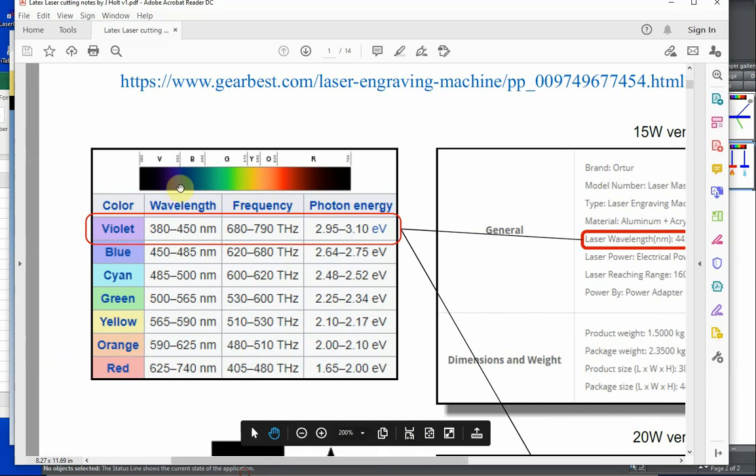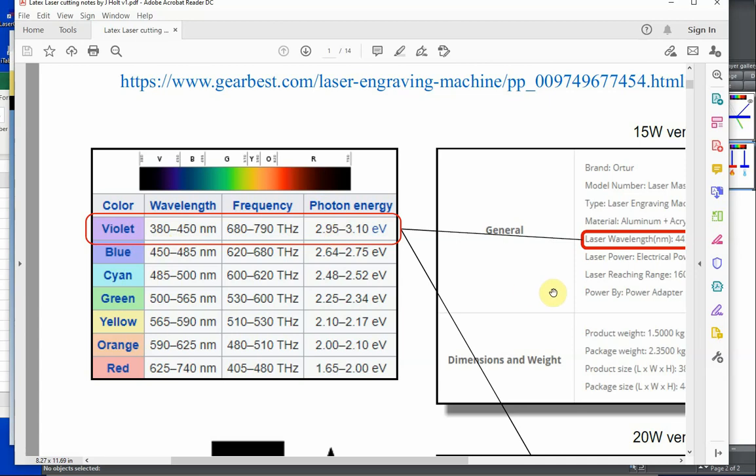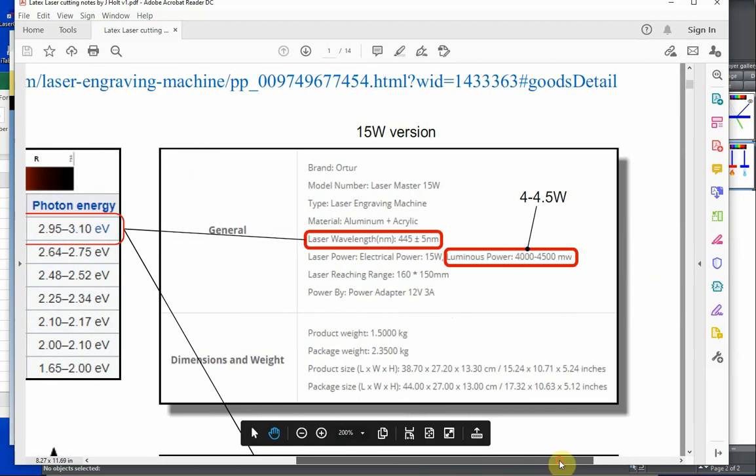Now this chart here, each colour has got a certain wavelength associated with it. Now the wavelength of 445 is kind of in between these colours. It's round about a violet and blue. That's the sort of colours. And this is an energy thing. But so it's blue on the spectrum.